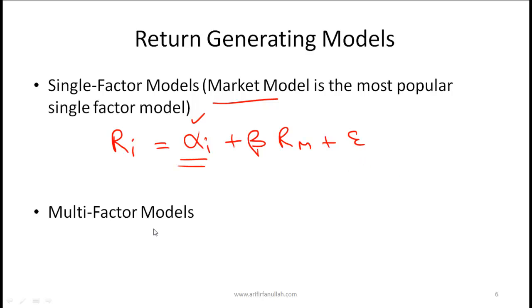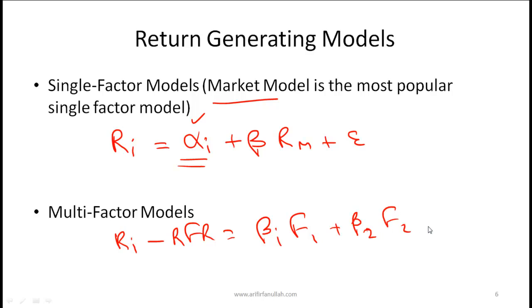Multi-factor models are a little more complicated. These say that the expected return on a given investment depends on several factors. Typical multi-factor models are expressed like this: the return on an investment above the risk-free rate is typically going to be equal to, let's say, beta 1 F1 plus beta 2 F2 plus beta 3 F3 and so on. So this is a 3-factor model.